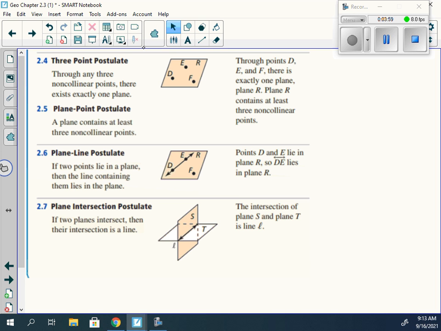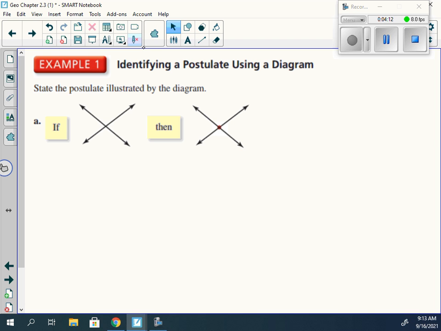And lastly, the plane intersection postulate. If 2 planes intersect, then their intersection is a line. Questions on this here? Okay. So this here is going to be a little bit easier than you think it might be. So the instructions say what? Okay. So we're just stating the postulate, yes?